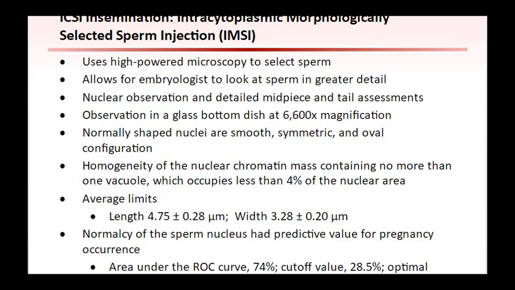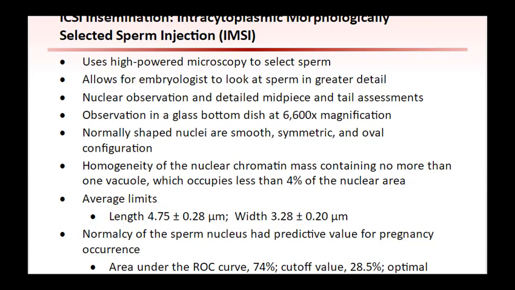IMSI, or intracytoplasmic morphologically selected sperm injection, is another method popularized in recent years. The process involves very high magnification of motile spermatozoa in PVP. The sperm are selected based upon specific criteria, including normally shaped nuclei, no more than one nuclear vacuole, and specific length and width parameters. These sperm are separated into a second PVP drop and used for injection.